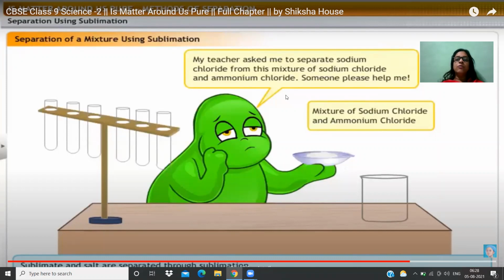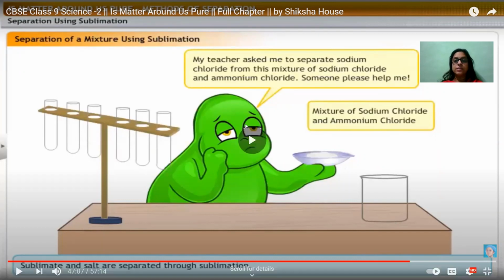Now, today we are going to discuss a few more separating techniques, like if two solids get mixed with each other, for example sodium chloride and ammonium chloride, which separating technique can we use to separate them? That we are going to learn, and that is sublimation. तो बेटा हम आज sublimation करेंगे, and with sublimation we will also study distillation and fractional distillation as well as crystallization.